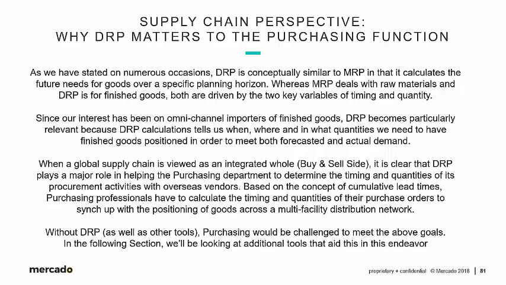Based on the concept of cumulative lead times, purchasing professionals have to calculate the timing and quantities of their purchase orders to sync up with the positioning of goods across a multi-facility or multi-echelon distribution network. Quantities are about the forecast and adjustments made based on actual demand. Timing is about cumulative lead times. Without DRP, as well as other tools, like sales and operations planning, for example, which we'll talk about in upcoming sections, purchasing would be challenged to meet the above goals. In the following section, we'll be looking at additional tools that aid in this endeavor.